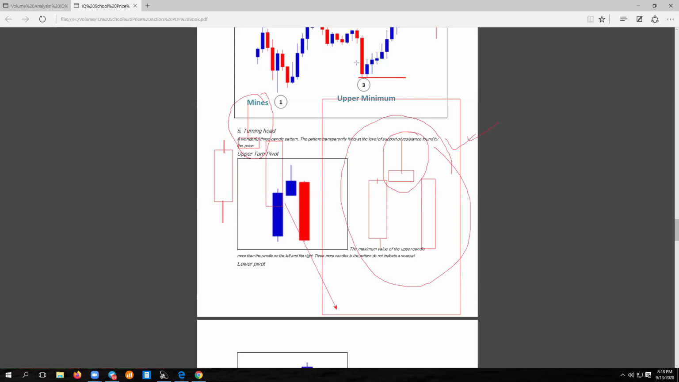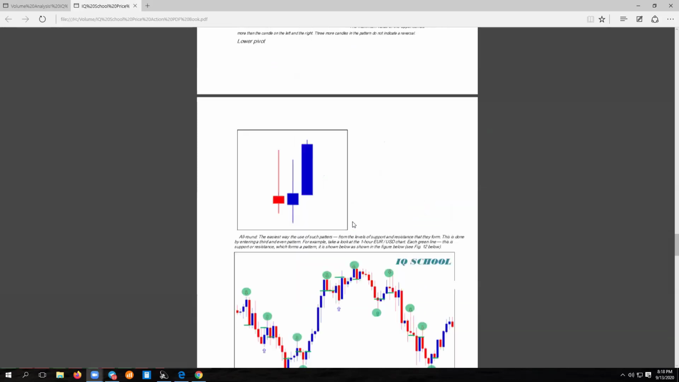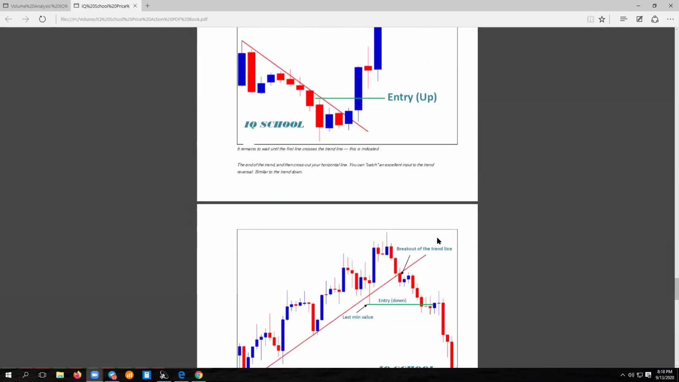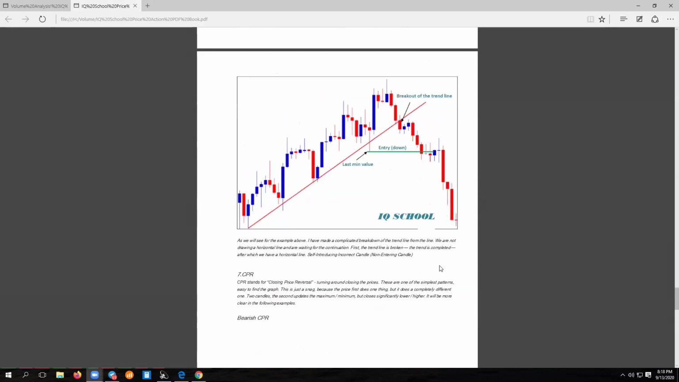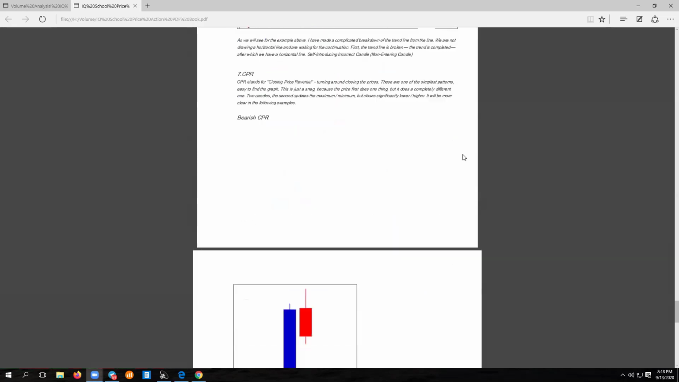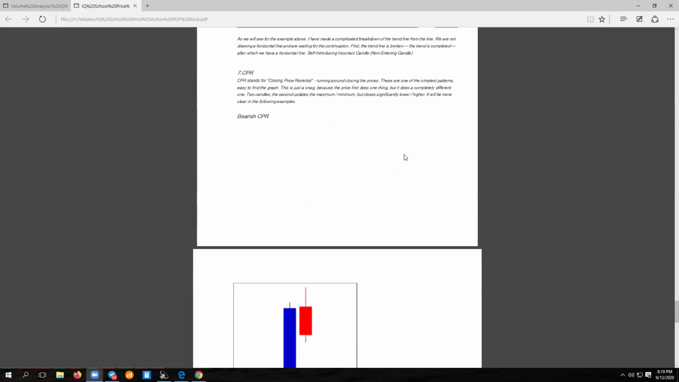Is three candle indicates the sign of the reversal. Okay, turning head. For the same, watch and study the PDF file again and again. Everything is clear, explained here.